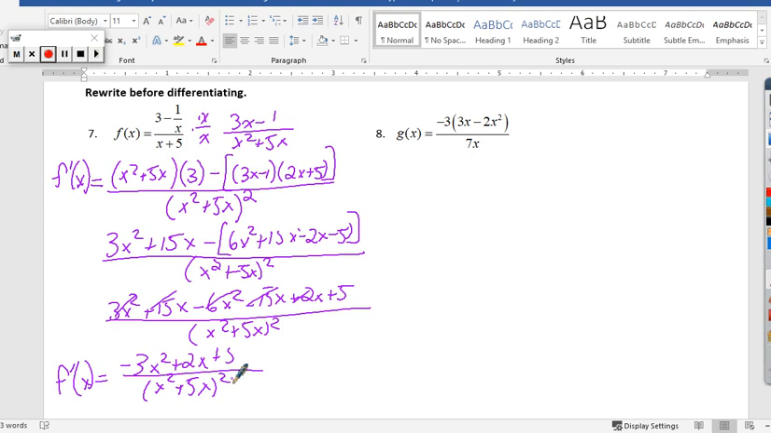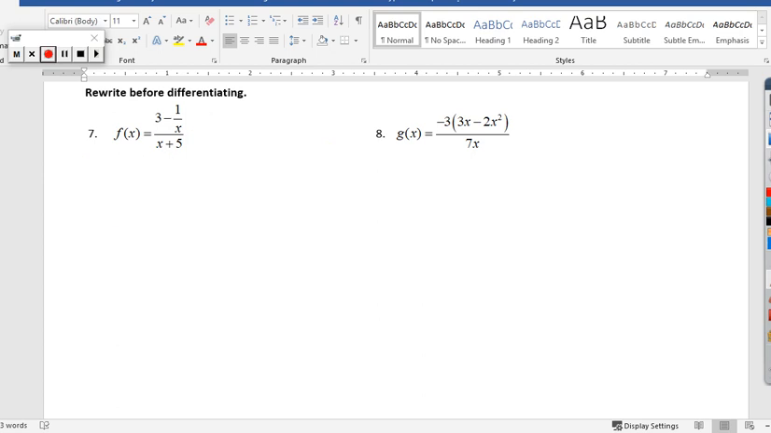Looking at number 8, this could be rewritten as well to kind of help things out a little bit. I'm going to write this as minus 3/7 times, just taking out the fraction, the numerator part there, we have 3x minus 2x squared all over x. There's an x common to each term, so this can be simplified a little further before we even take the derivative, leaving us with 3 minus 2x.